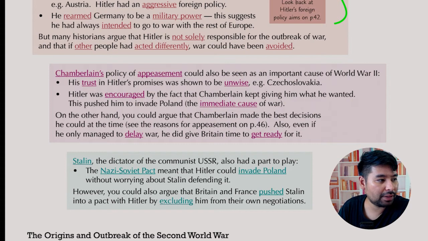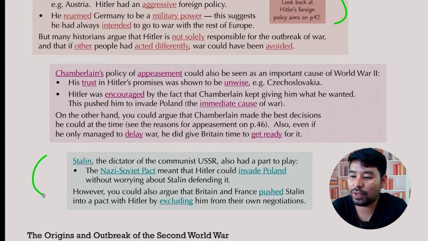And then we have Stalin, the last part here. Just follow me. Stalin, the dictator of the communist USSR, also had a part to play, of course. The Nazi-Soviet pact meant that Hitler could invade Poland without worrying about Stalin defending it. Of course we know that. However, you could also argue that Britain and France pushed Stalin into a pact with Hitler by excluding him from their own negotiations.